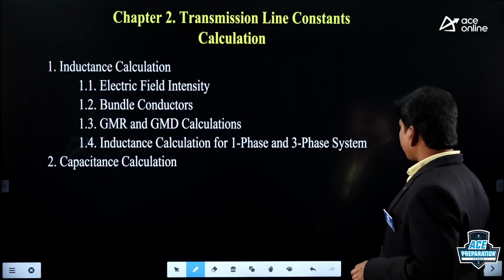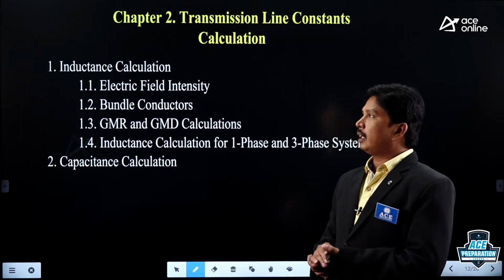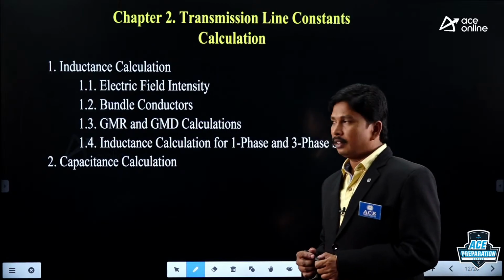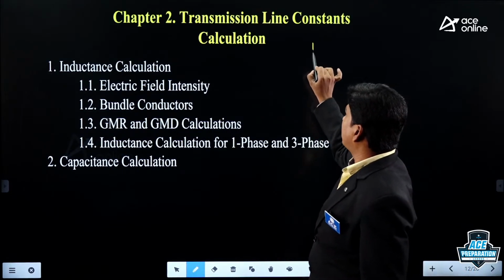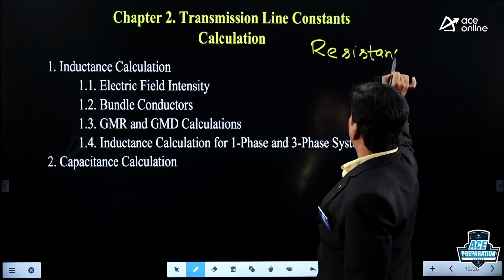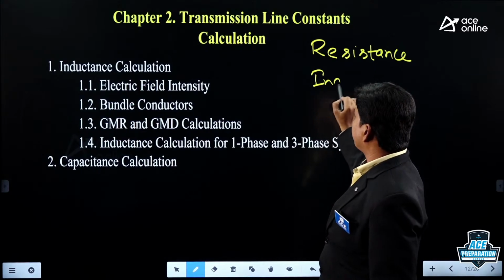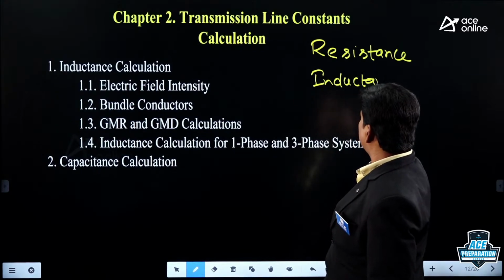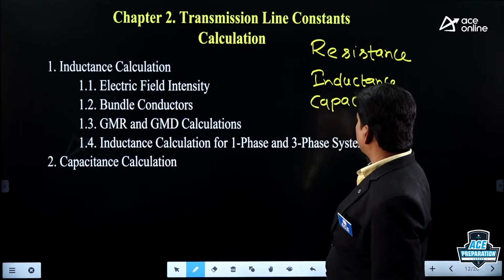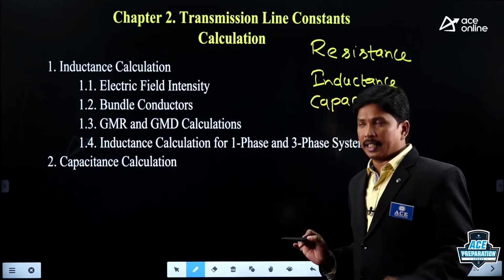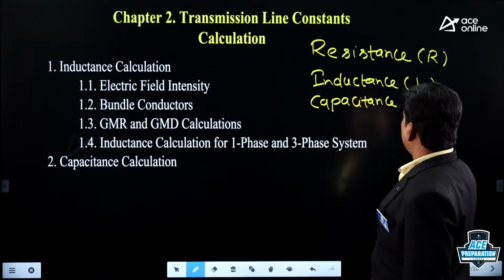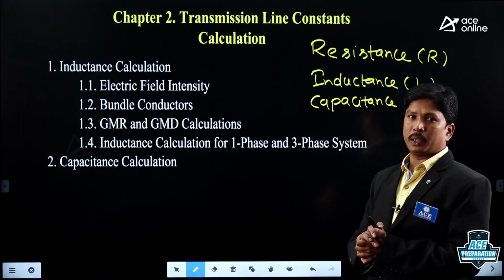And coming to chapter 2, the transmission line constants calculation. What are transmission line constants? The transmission line constants are the resistance, the inductance, and the capacitance. Along with that we will take shunt conductance also, but these are the major parts, RLC. So RLC calculations we are going to see.